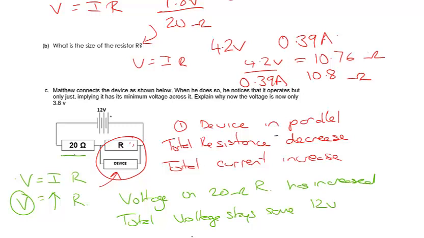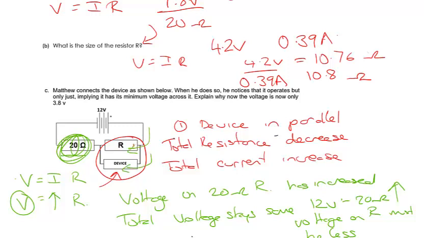That's 12 volts. So if we subtract from that the voltage across the 20 ohm resistor, which is going to be bigger, that means the voltage on R, which is here, must be less. Now that might seem confusing as to why that's less, but realize that even though the total current has increased, the 20 ohm resistor is getting the total current. The current going through here is split. So the current through this resistor is less.